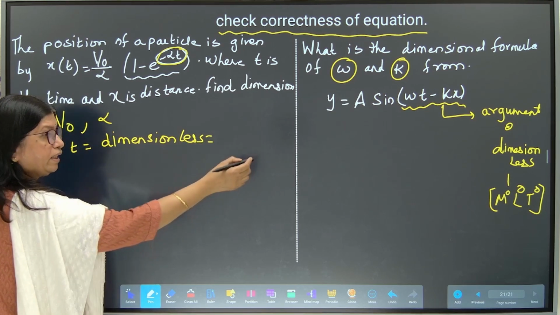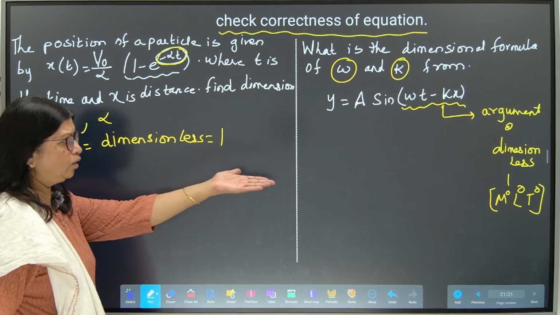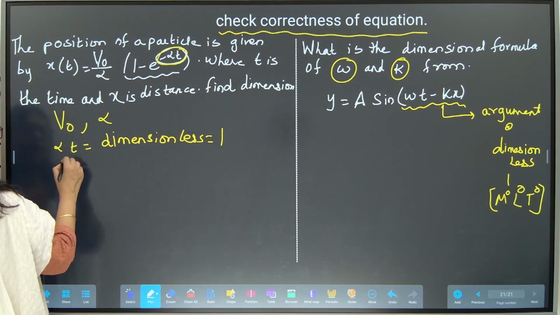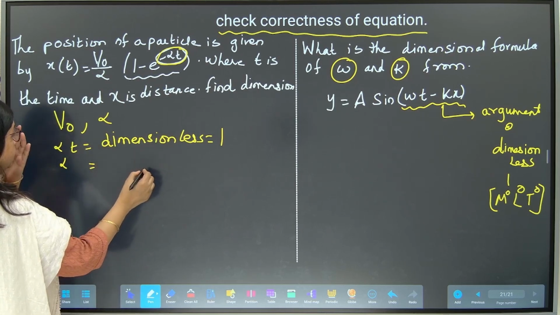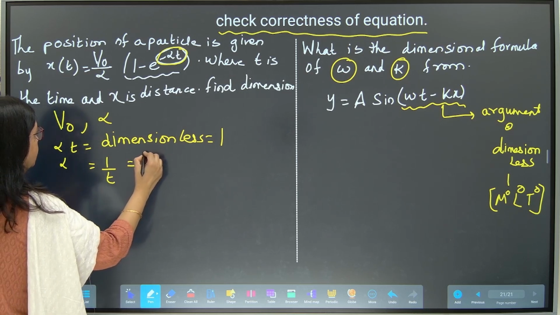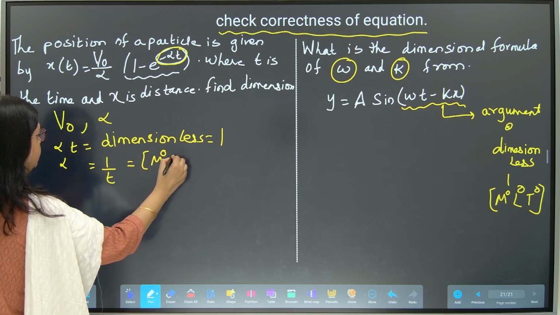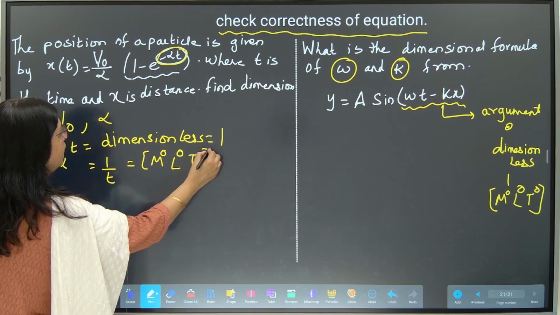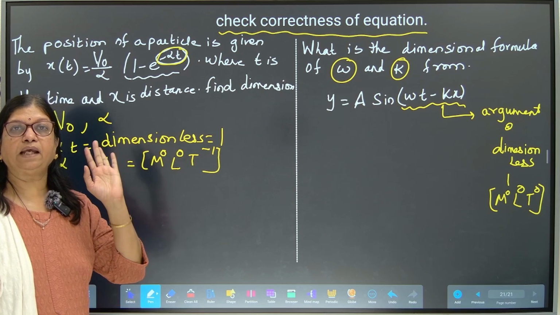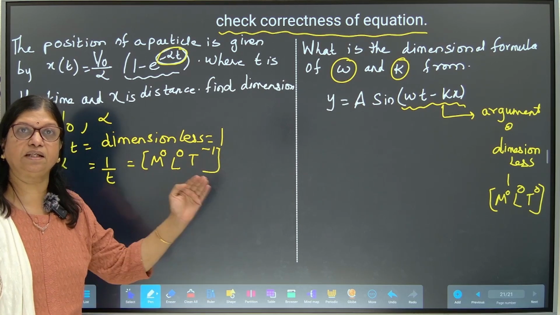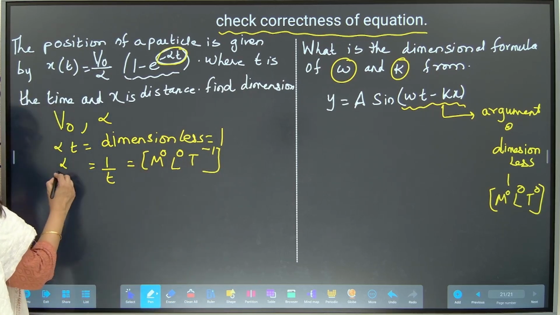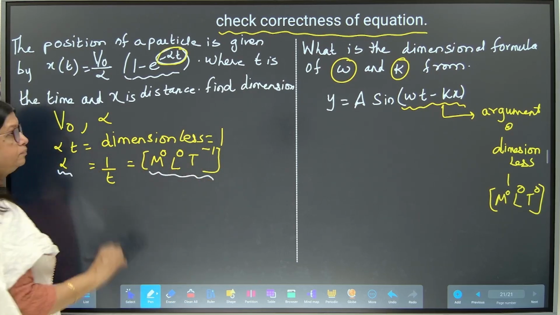So how do I denote it? By 1. Or I can denote it by M raised to 0, L raised to 0, T raised to 0 also. Okay, so what is my alpha? Alpha is equal to 1 upon T. So what is my answer? M raised to 0, L raised to 0, T raised to minus 1. Because the dimensional formula of T is capital T raised to minus 1, because it is in the denominator, I took it to the numerator. So this is the dimension of alpha.